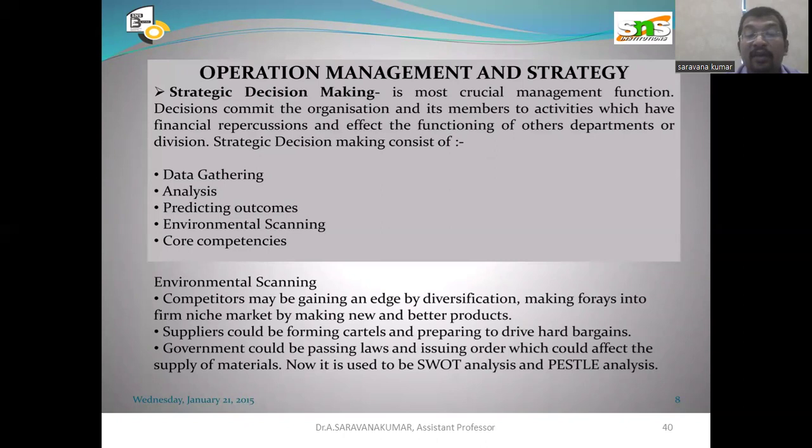Now we use SWOT analysis: strengths, weaknesses, opportunities, and threats. And also we use PESTIL analysis. What do you mean by PESTIL? Political, economic, social, technological, legal, environment. So these are the things covered under operation management and strategy.